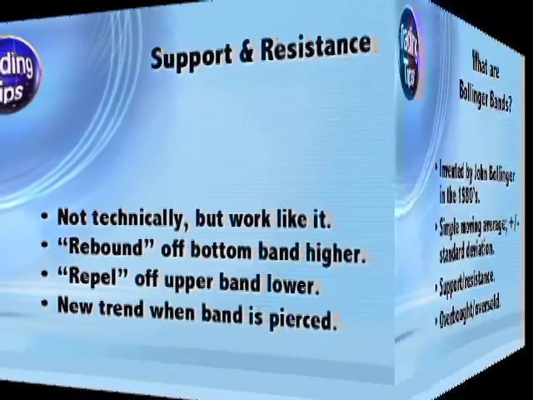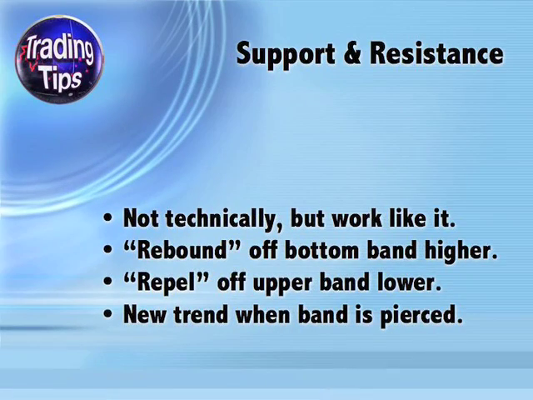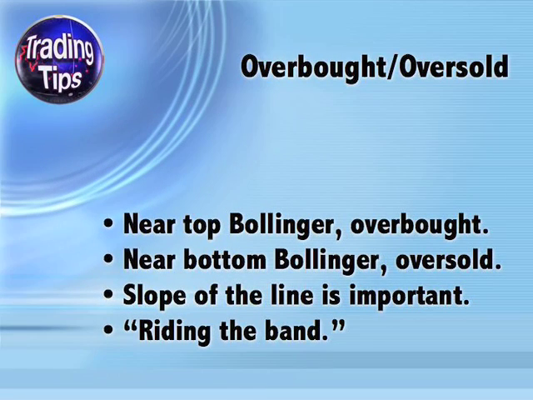Let's continue. First, let's look at support and resistance. Bollinger Bands don't technically offer support or resistance like trend lines on charts, but they often behave like support or resistance. For instance, a stock will often rebound off its bottom Bollinger Band and go higher, or repel off its upper Bollinger Band and go lower. And, just like support and resistance, when a stock pierces through one of its Bollinger Bands, this often signals a new trend. When a stock is near its top Bollinger Band, it can be considered overbought, and when it's near its lower Bollinger Band, it can be considered oversold.